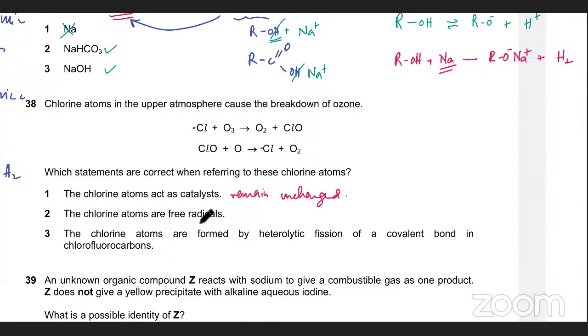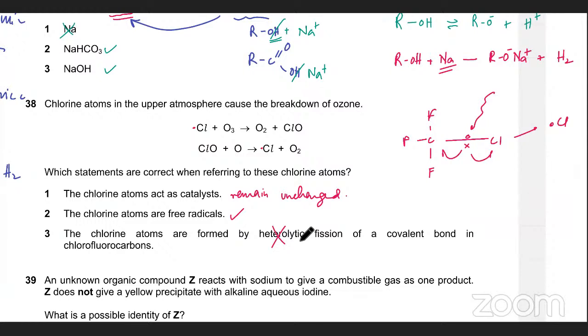Chlorine atoms are free radicals. That's also true. The chlorine atoms are formed by heterolytic fission of a covalent bond in CFCs, and that is also true. If a CFC goes into the upper atmosphere, strong UV rays will break the C-Cl bond. It would not be heterolytic actually. Free radicals are never formed with heterolytic fission. They're formed with homolytic fission, when the bond breaks equally and the Cl atom takes away its electron and turns into a radical. Remember, radicals are always formed during homolytic fission, not heterolytic. Is this clear?